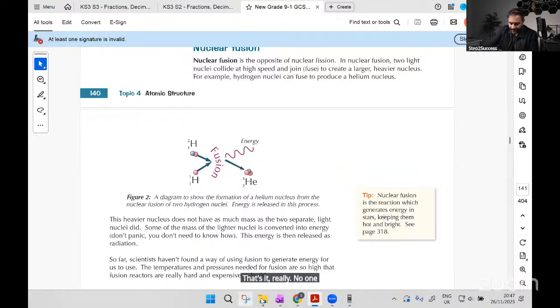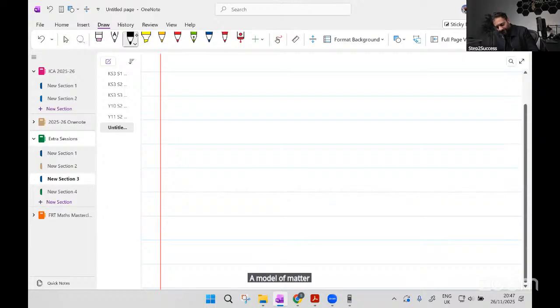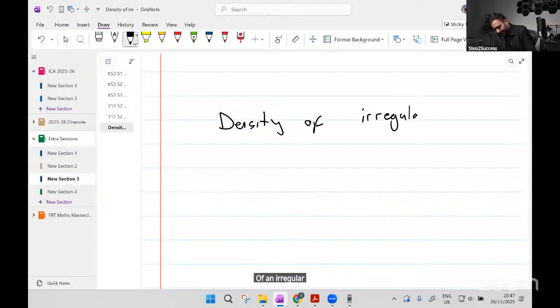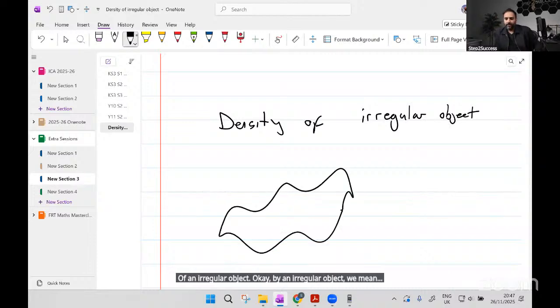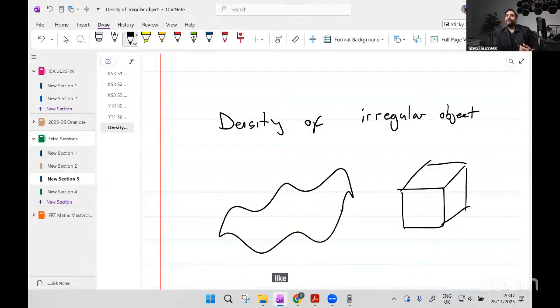Right. And then the required practical that I just wanted to briefly talk about, that's the last thing I'll do, is in the topic of particle model of matter. There is a required practical in physics involving finding the density of an irregular object. Okay, by an irregular object, we mean like a rock or something, as opposed to a regular object, which would be like a cube. A regular object basically means that we can find its volume using a ruler.